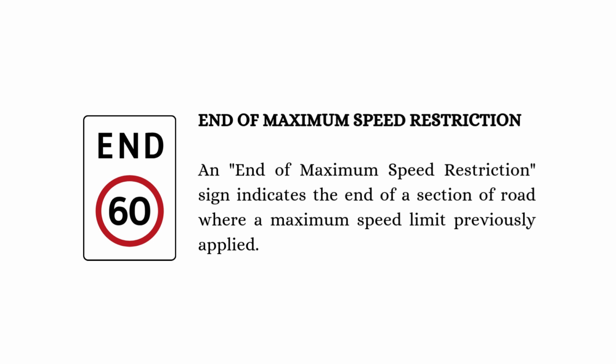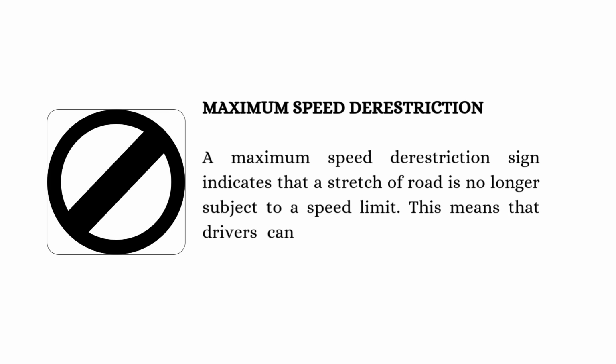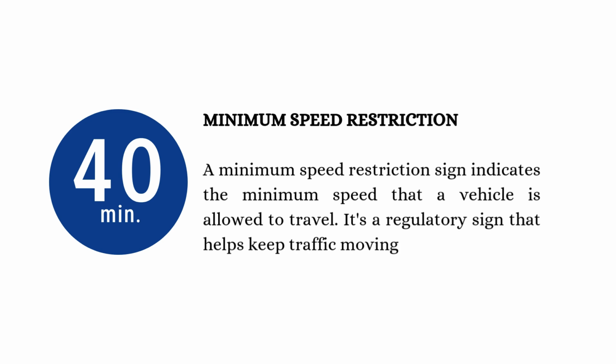previously applied. Maximum speed derestriction. A maximum speed derestriction sign indicates that a stretch of road is no longer subject to a speed limit. This means that drivers can resume their normal driving habits. Minimum speed restriction. A minimum speed restriction sign indicates the minimum speed that a vehicle is allowed to travel. It's a regulatory sign that helps keep traffic moving smoothly.